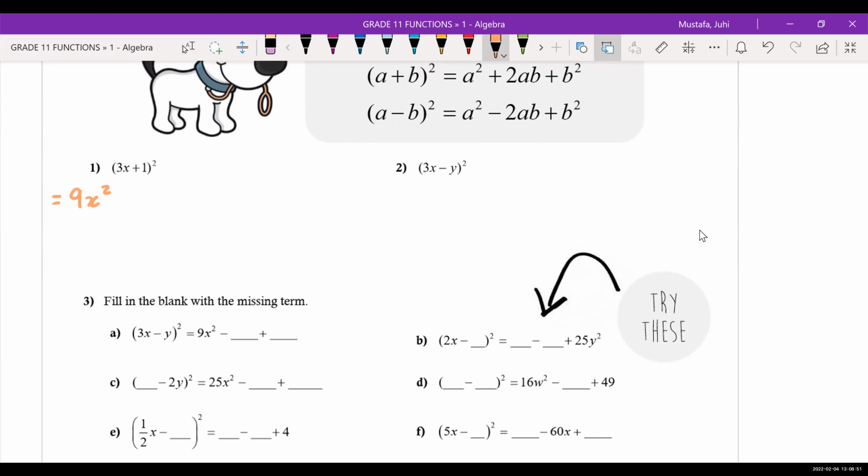Then I'm going to take the last term and square that. 1 times 1 is a 1, so I'm going to put the 1 over here. It's my last term, which means it's going to be the last term in the answer as well. To get the middle term, you take 3x times 1 times 2. So you're multiplying the first term and the second term, all by the number 2. So 3x times 1 is just 3x. 3x times 2 is 6x. That means our middle term has to be 6x.